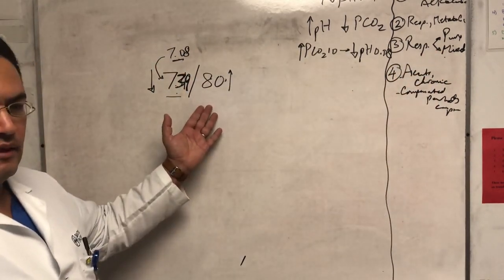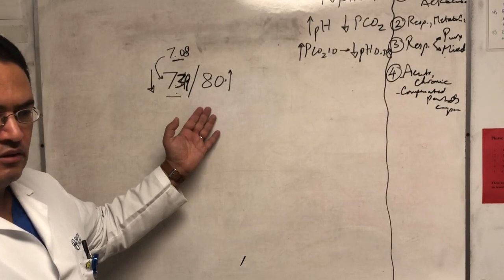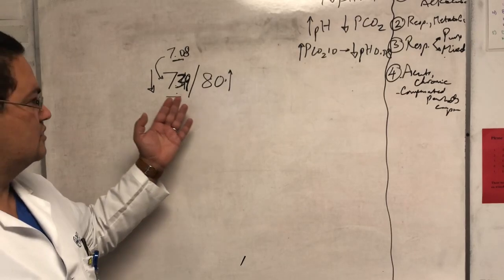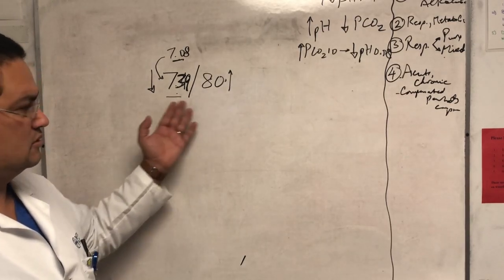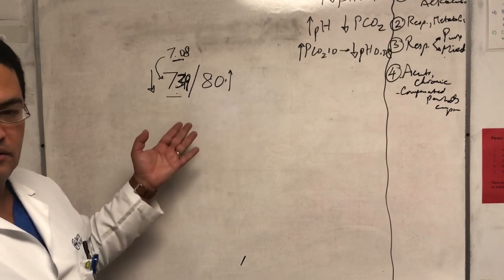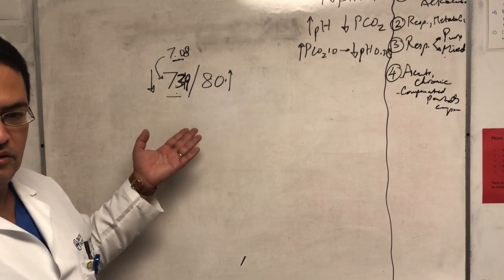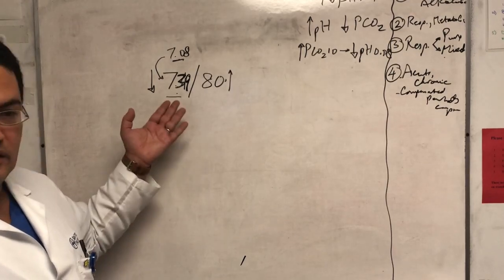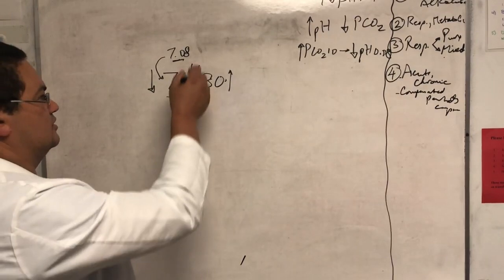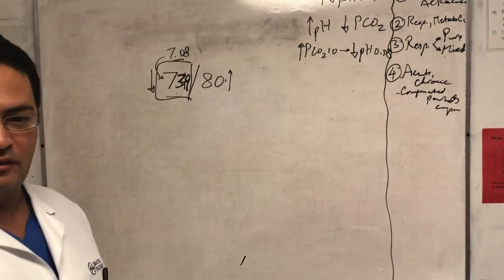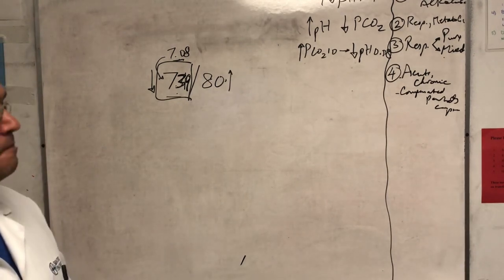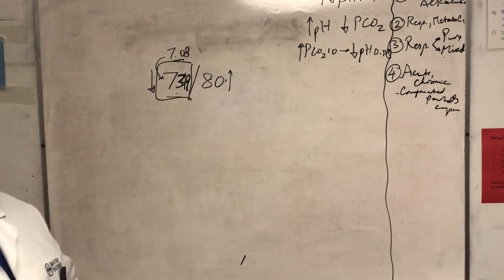Is it partially compensated or fully compensated? So we said this is acute. This is respiratory acidosis, right? But is it partially compensated or fully compensated? It's fully compensated. And that's very easy. You don't need to do formulas or anything. Just look at this number. Is it normal? Yeah, if it's normal, then it's fully compensated. If it's abnormal, then it's partially compensated. That's simple, right?